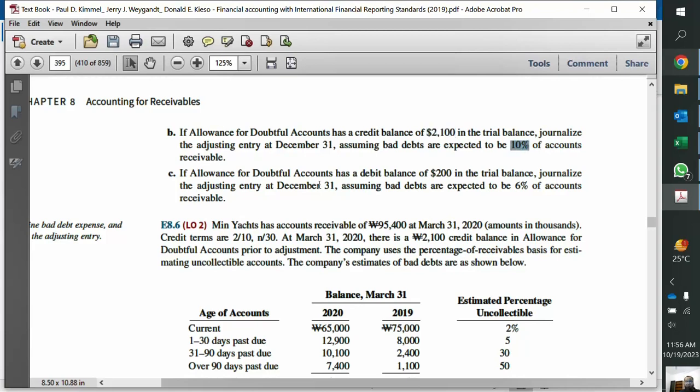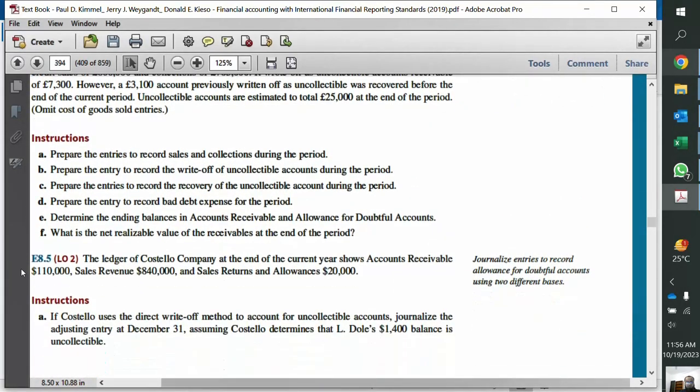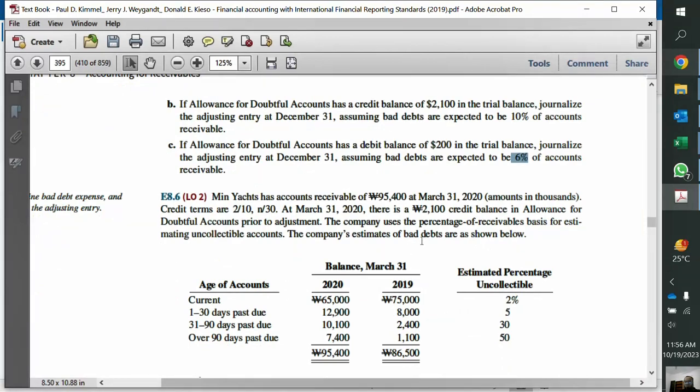Again, verify the calculations. If the allowance for doubtful accounts has a debit balance of 200, and assuming the bad debts are expected to be 6% of account receivable, we have to work out 6% of 110,000. So 6% comes out to be, I think, 6,600. So 6,600 has to be the balance in the allowance account. The existing balance is 200 debit. So in order to make a 6,600 credit, we first have to reverse this 200 debit and then 6,600 credit. So the total amount of the entry becomes 6,800: bad debt expense 6,800, allowance for doubtful accounts 6,800.